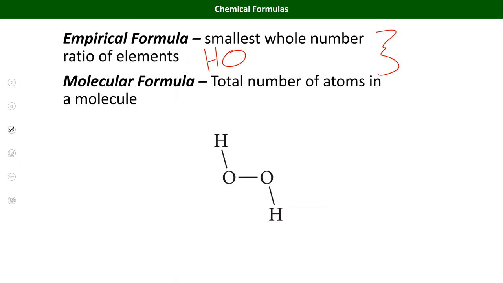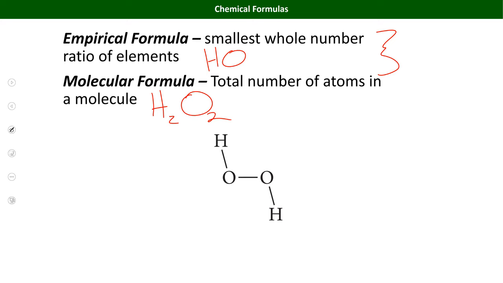But that doesn't tell us the whole story with covalent compounds, because really we have this object that has a set number of oxygens and hydrogens. The ratio might be 1:1, but the molecule has two of each. And so the molecular formula here would be H2O2.